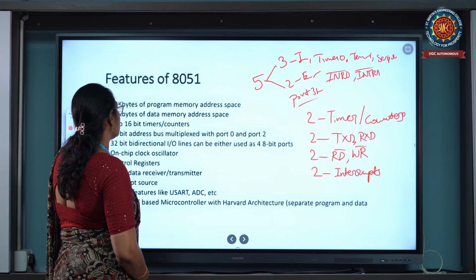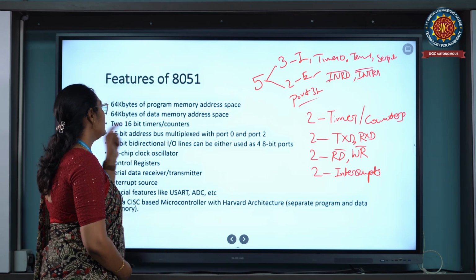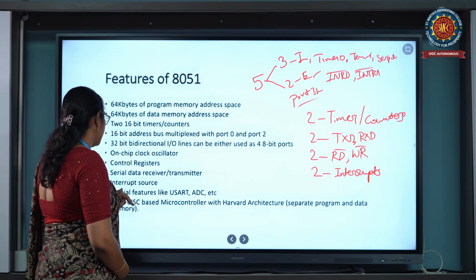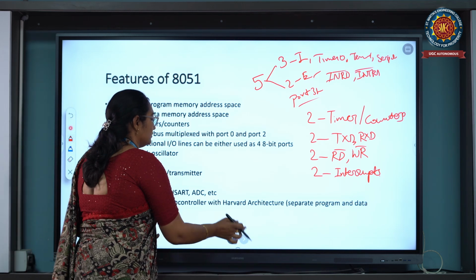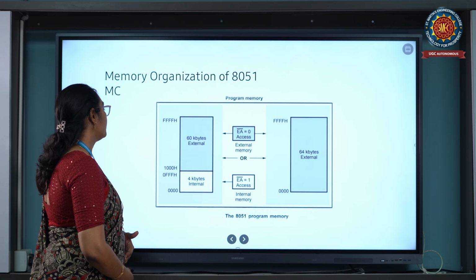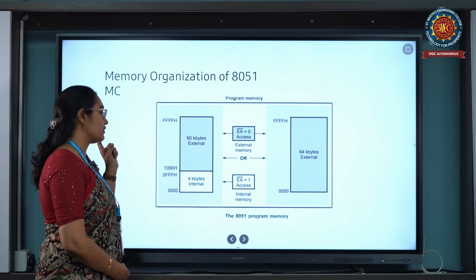It consists of 64 kilobytes of program memory and 64 kilobytes of data memory, and also it has on-chip clock oscillators. Next we will see the memory organization of the 8051 microcontroller.